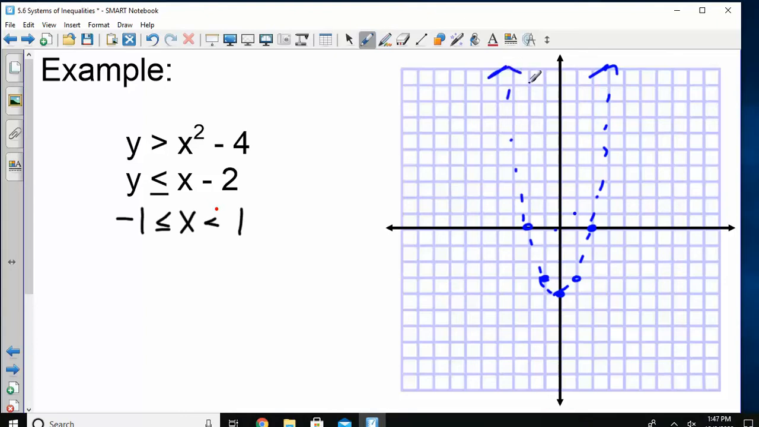Okay, trying to decide where to shade. If I plug in 0, 0, I get 0 is greater than -4. True or false? So 0, 0 works. That means we're shading inside this parabola.